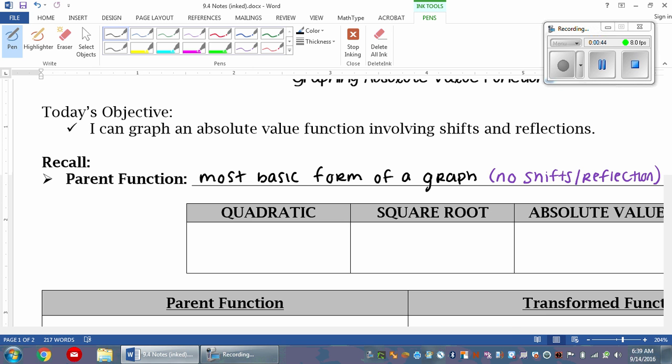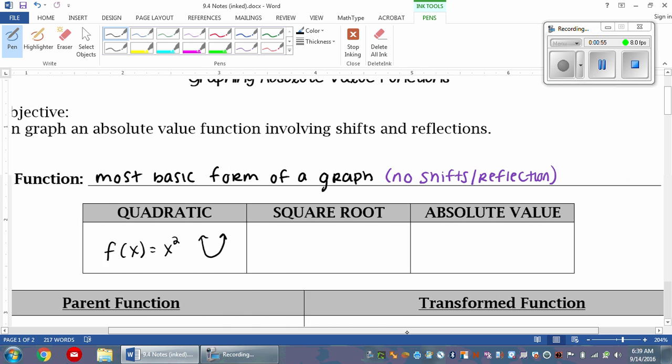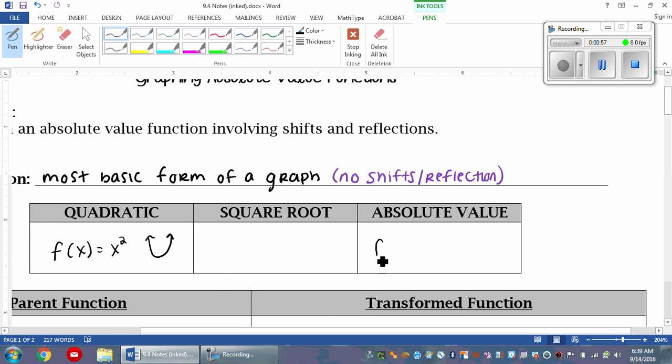Two videos ago, we talked about the quadratic. Remember, that's y equals x squared, and that looks like a U-shaped graph. We'll be looking at square roots later, but today what we're going to be doing is dealing with the absolute value graph. So that's y equals the absolute value of x.